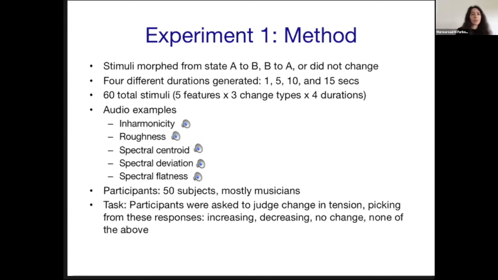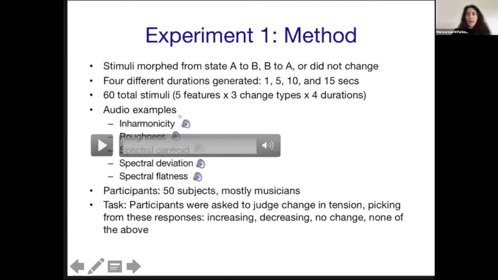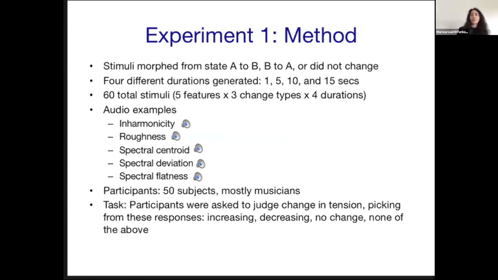So let me play you a few examples of what these stimuli sounded like. Now, all of these are 10 seconds in duration, and they also morph from state A to state B. So in all cases, you have increasing amounts of each timbre attribute. So here's an example of inharmonicity increasing.